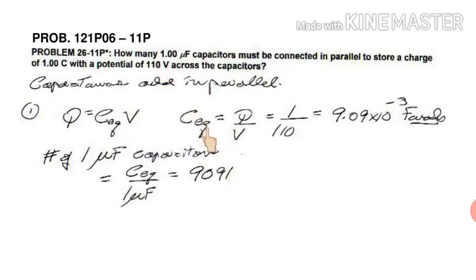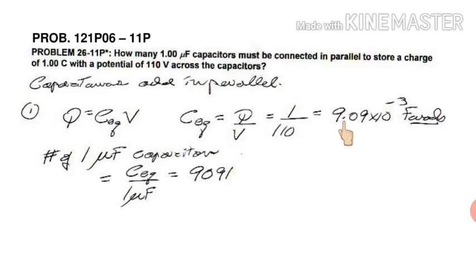So the equivalent capacitance can be calculated by dividing Q by V. What is Q? It is 1 coulomb. What is V? It is 110. When we divide them, the answer will be 9.09 into 10 to the power minus 3 farad. Now what they are saying: if this is the equivalent capacitance and we want to connect capacitors whose capacitance is 1 microfarad, then how many do we have to connect in parallel so that the equivalent capacitance comes out like this?